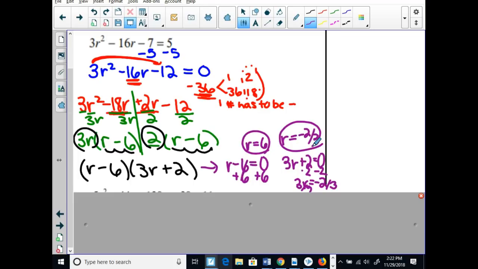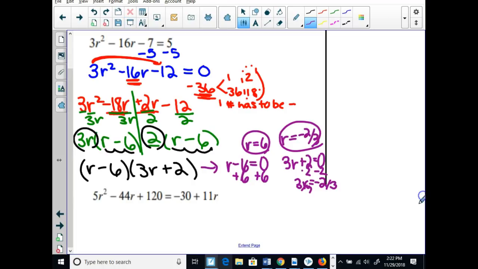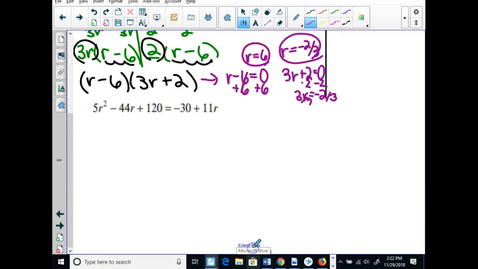Step 2, I have factored it either through guess and check, or if you struggle with guess and check, doing the long way. Step 3, I set each factor equal to 0 and solve. I have one more to do with you as a group, and then one final thing to talk about.